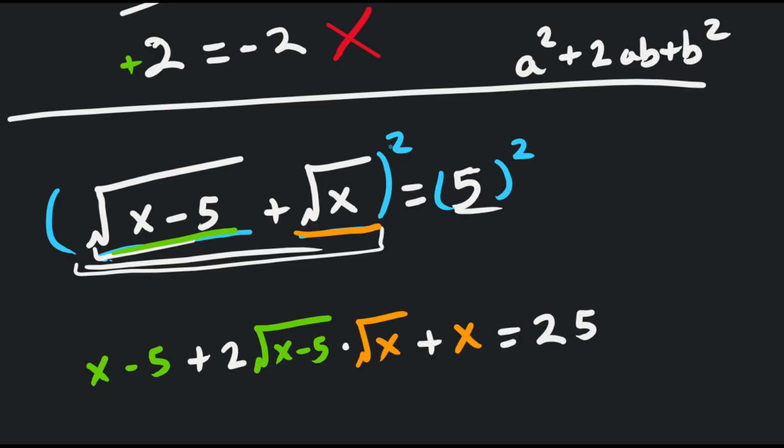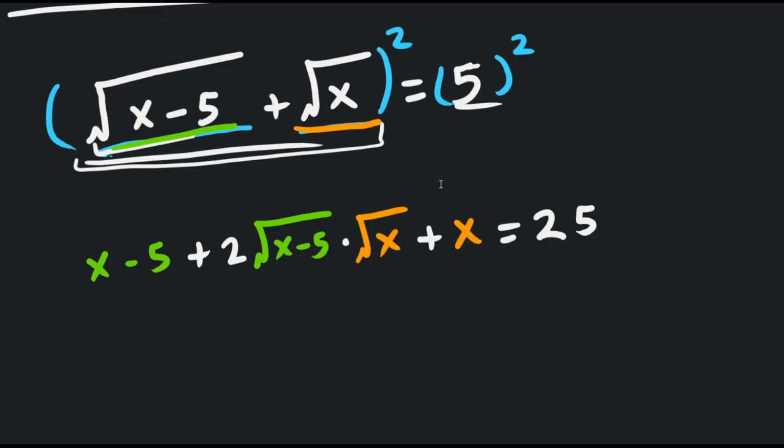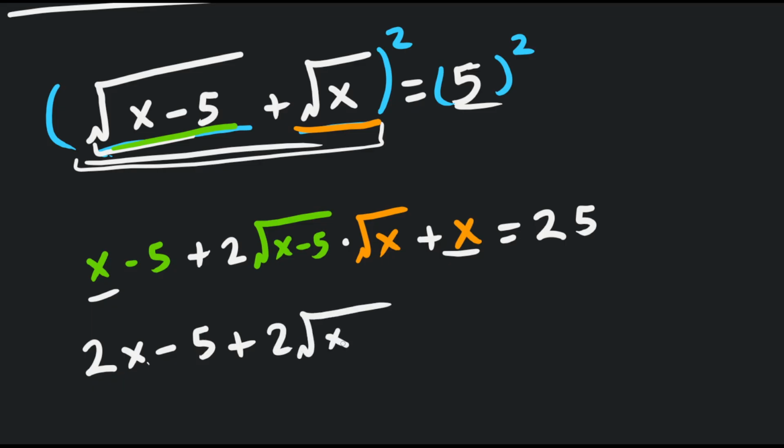Excellent. So let's keep evaluating this. Do we see any like terms? Well, as a matter of fact, we do. We see right here x plus x, so we can combine those to be 2x. X plus x is 2x. And let's write the rest of this down: minus 5 plus 2 times radical x minus 5 times radical x equals 25.